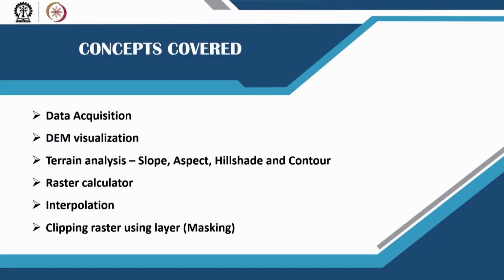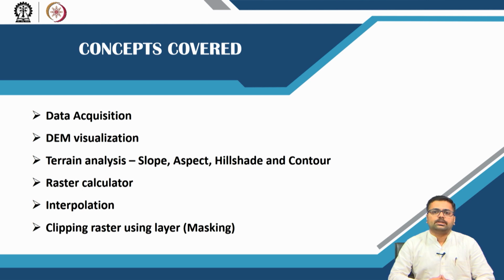In this class we are going to first understand where can we get the raster data from, how to download raster data, and then we will just visualize digital elevation model downloaded from USGS Earth Explorer. Following that, we will also see how to perform terrain analysis such as slope, aspect, hillshade and contour, etc. And then we will see how a raster calculator works.